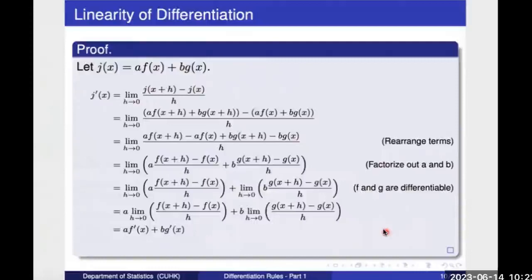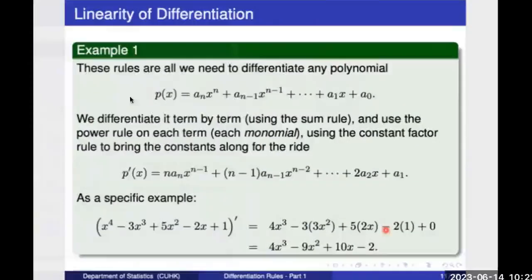As an example, these rules are all we need to differentiate any polynomial p of x equals a sub n times x to the power n plus a sub n minus 1 times x to the power n minus 1 plus and so on, plus a sub 1 times x plus a sub 0. We differentiate it term by term, using the sum rule, and use the power rule on each term. For each monomial, we use the constant factor rule to bring along constants. We can refer to the example on the screen to understand how it works.